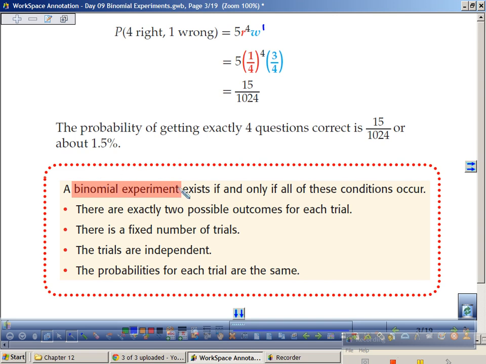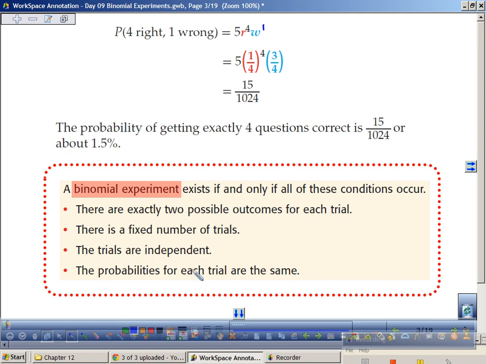All right, so a binomial experiment, that's what we call this. A binomial experiment exists if and only if all conditions occur. There are exactly 2 possible outcomes. 2 possible outcomes would be either right or wrong. Okay, what else? What other things have we been working with where you have 2 possible outcomes? Heads or tails, boys or girls, right? Things like that. Okay, there's a fixed number of trials, right? So for instance, this one, there's 5 trials. There's 5 different questions.